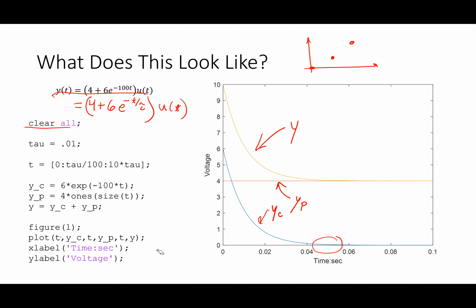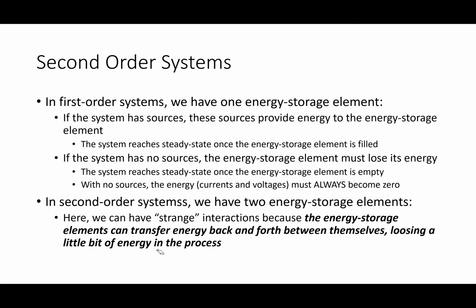So we're going to do second order systems. All right. Now, second order systems, what we have is two energy storage elements. And the critical thing here is, it's kind of what I highlighted. For first order systems, I only got one energy storage element. I just get an exponential rise or an exponential fall. But when I have two energy storage elements, the strange thing is I can have transfer of energy back and forth between the two elements, right?